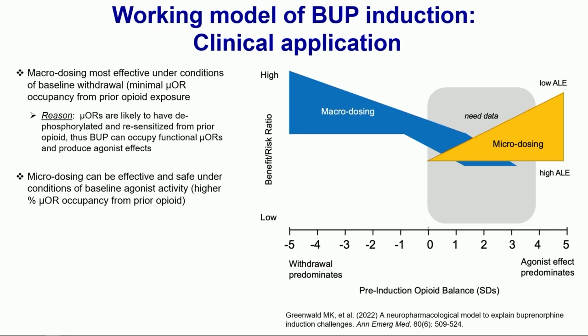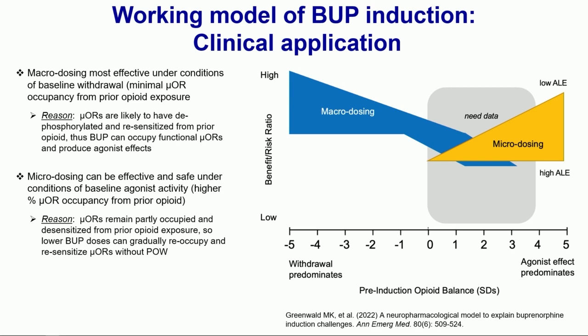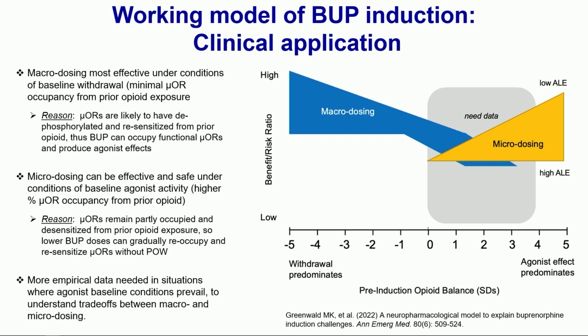It's better when you have low ALE opioids like heroin and morphine compared to high ALE opioids like fentanyl and hydromorphone. So the risk varies as a function of what that prior opioid was. The reason is that mu receptors remain partly occupied and desensitized from prior opioid exposure. So lower buprenorphine doses can gradually reoccupy and resensitize mu receptors without precipitating withdrawal. And so in the gray area, I've illustrated that more empirical data are needed in situations where agonist baseline conditions prevail so we can understand these risk-benefit trade-offs.